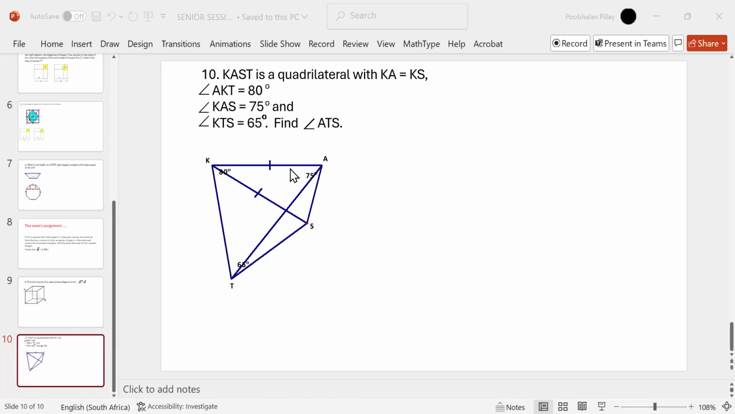We have this equals this. So you have an isosceles triangle, KAS. You also have that this whole angle is 75 degrees, angle KAS. So that is 75 degrees. And you're given that this angle here is 65 degrees, angle KTS. So the question is, what is angle ATS? What is the little angle?